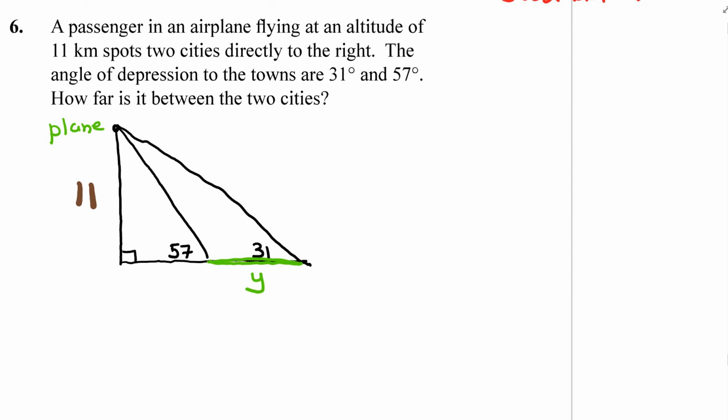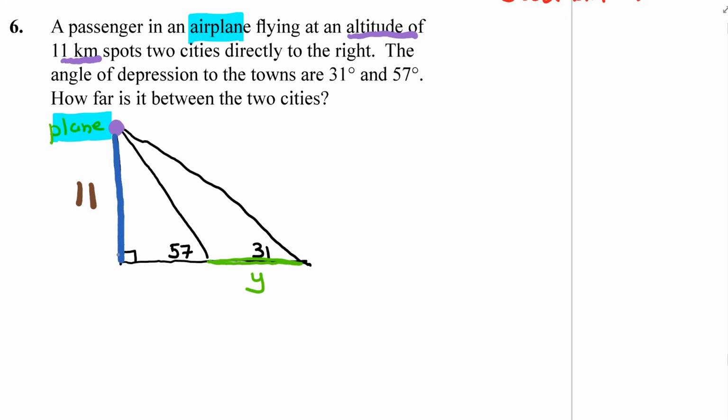A passenger in an airplane. So the airplane, this is my airplane right here represented by this purple dot. It's flying with an altitude of 11 kilometers. Okay, so altitude just means the height above the ground. So this blue distance is my altitude. So the plane is 11 kilometers above the ground from that point.